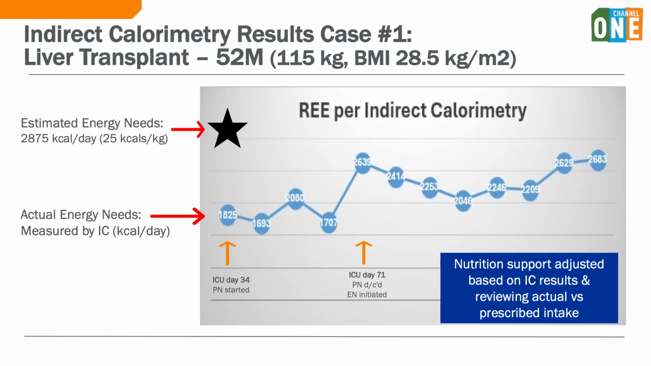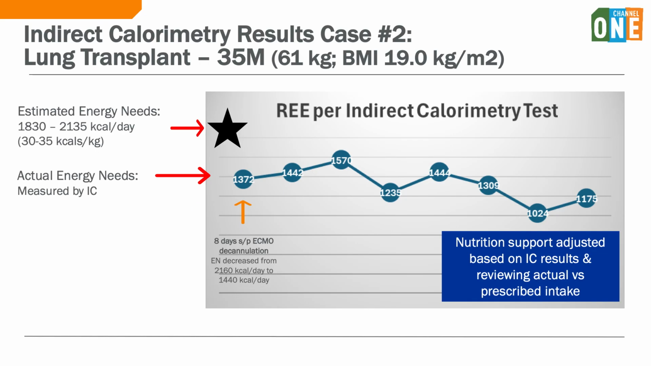Our second case study is a lung transplant recipient. 35-year-old male with a history of leukemia who underwent an allogeneic stem cell transplant several years ago. After transplant a year later, the patient had graft versus host disease in his eyes, skin, joints, and lungs.